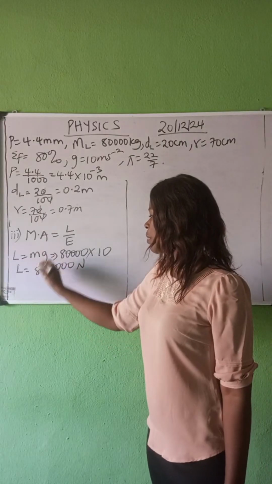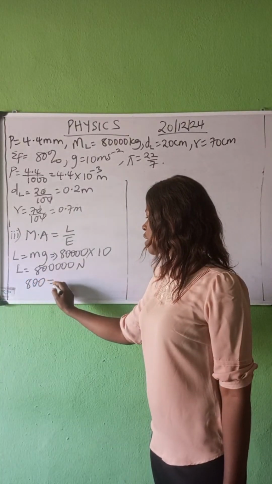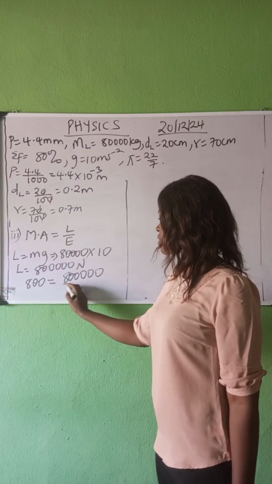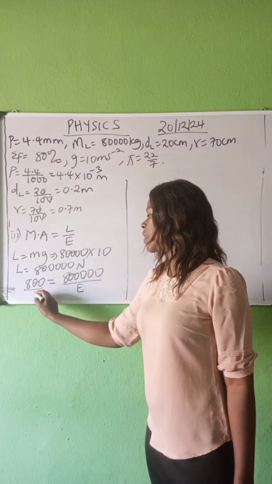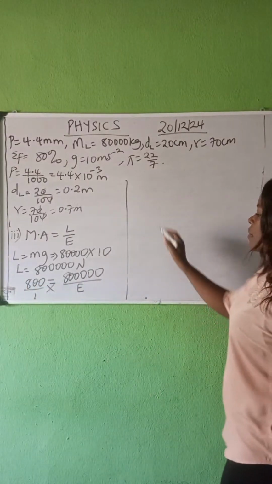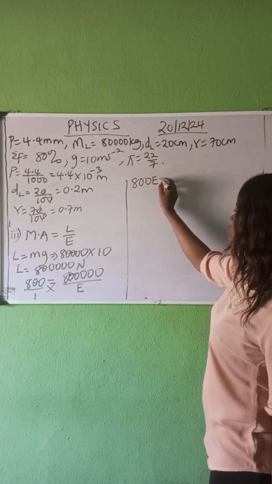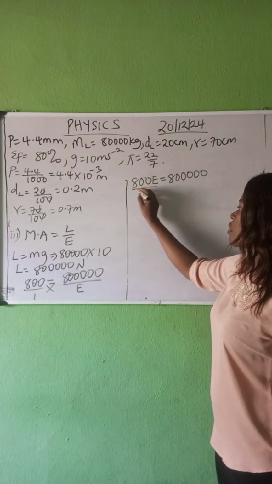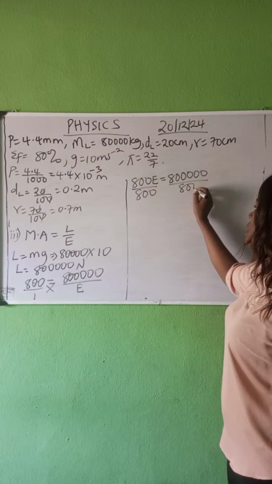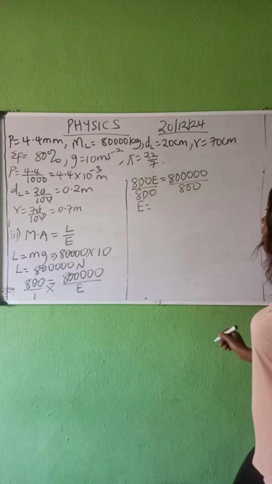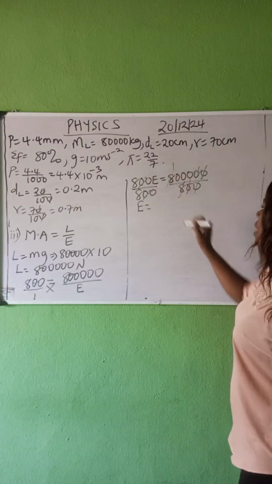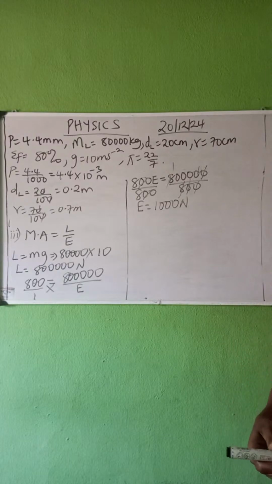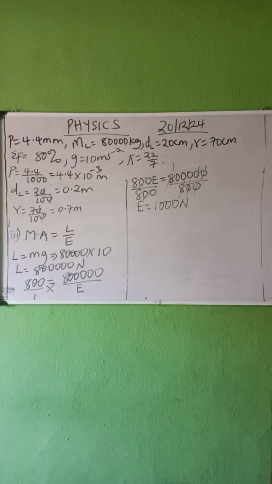So for the effort, remember that my MA I've gotten to be 800, which is equal to my load, 800,000, divided by my effort. So this is over 1. I can actually say cross multiply. So 800E is equal to 800,000. What do I do to find E? I will divide by the coefficient of E, which is 800. So this cancels this, right? So I'm left with effort to be 1,000 Newton. Is that clear? All right, my effort is 1,000 Newton.